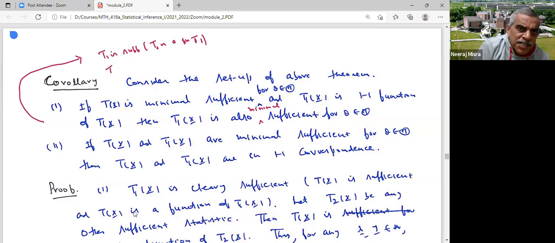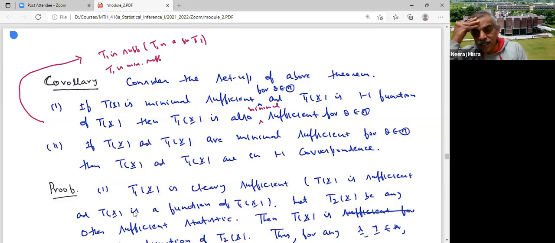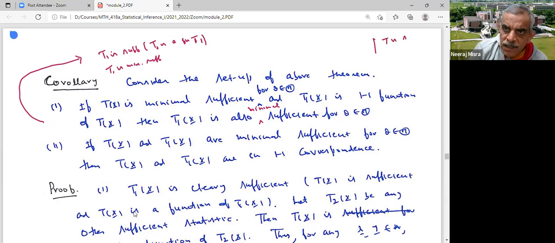Now, why is t1 minimal sufficient? You recall we did a result, right? This can be proved using the factorization theorem: if t is sufficient and t is a function of u, then u is sufficient. That we did, right? This proof is straightforward, just using the factorization theorem.